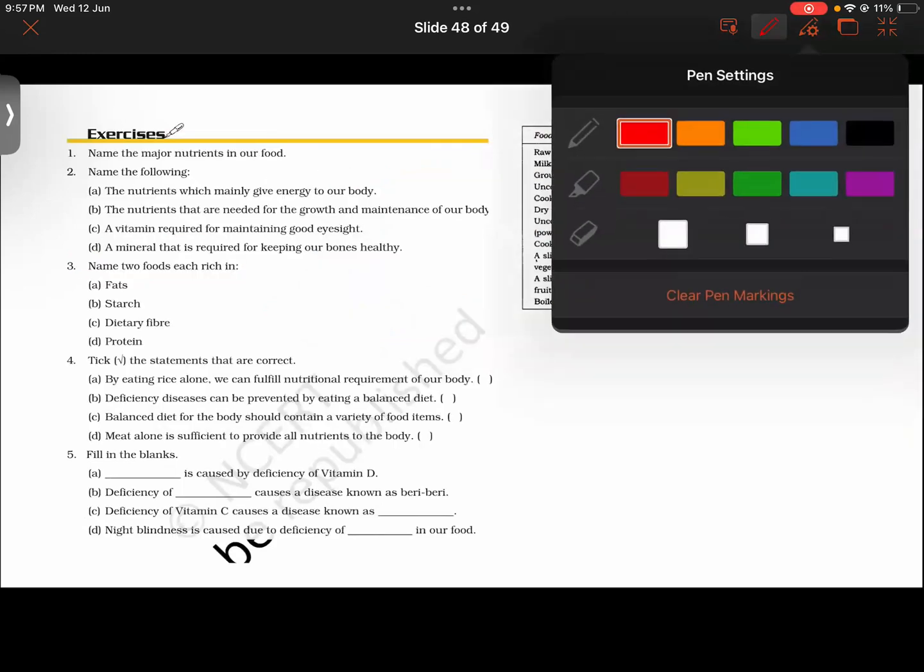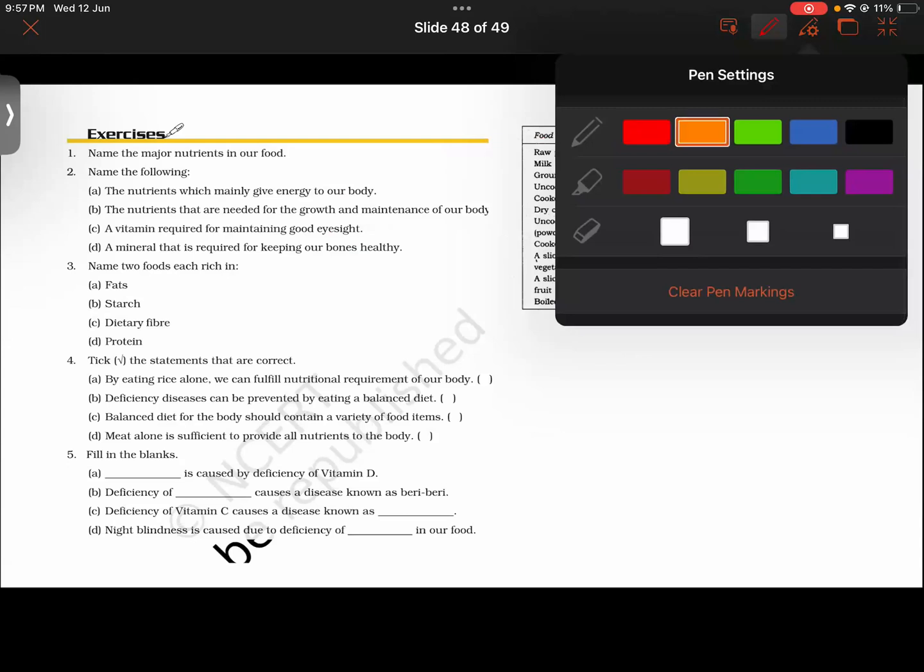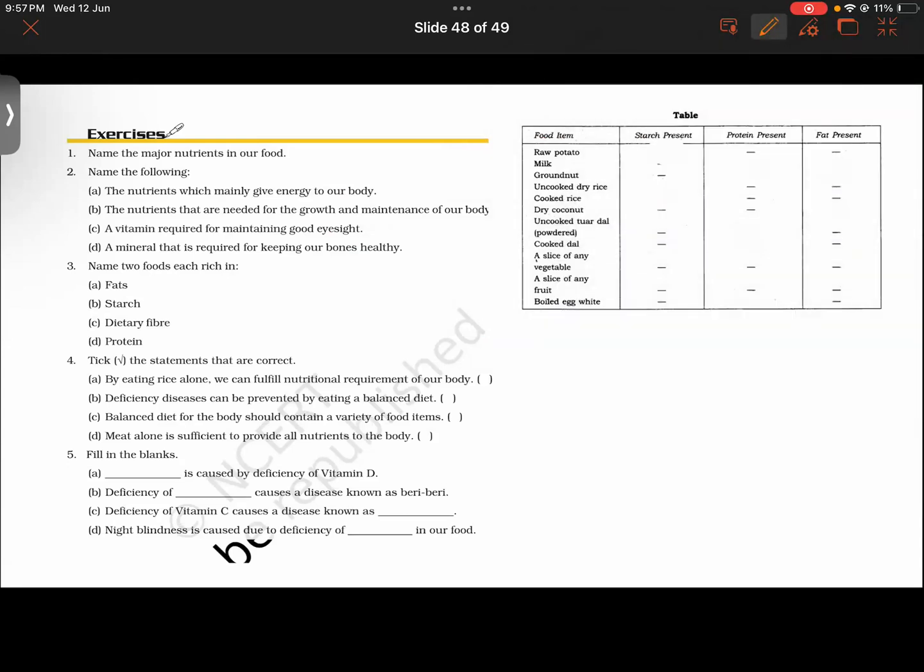There are some questions to be done. Let us do these questions. We have a few minutes left. Now answer the first question. Name the major nutrients in our body. The chapter has been finished, by the way. If you have any difficulty or any concepts you'd like to revisit, please let me know. What are the major nutrients found in the food?